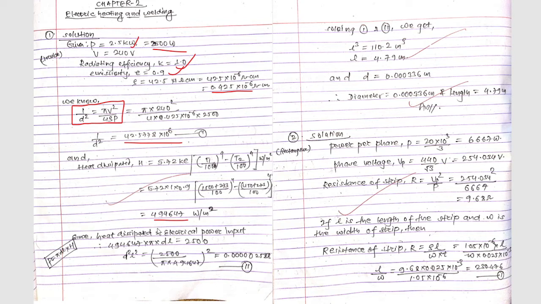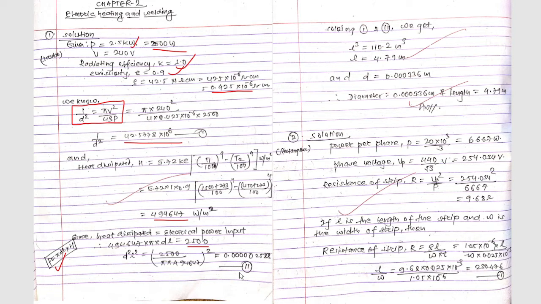Now heat dissipated equals electrical power input, and simply you can use this formula: P equals pi d l into S, where in place of P you have 2500 watt, and H is the heat dissipated, which you have just obtained as 494647 watt per meter square. So, on squaring, we'll get d square l square equal to 2500 upon pi into 494647 squared, so we'll get 0.2588, and this is our equation 2.